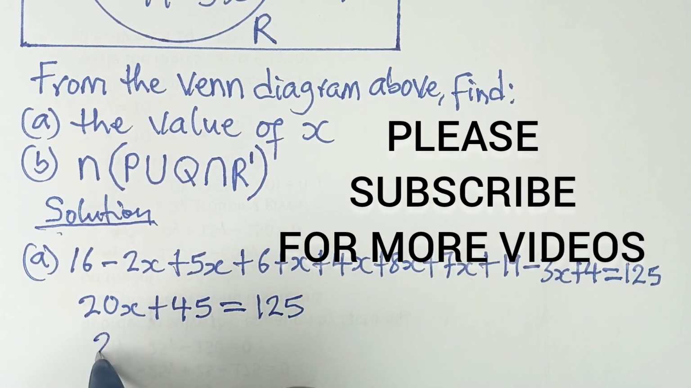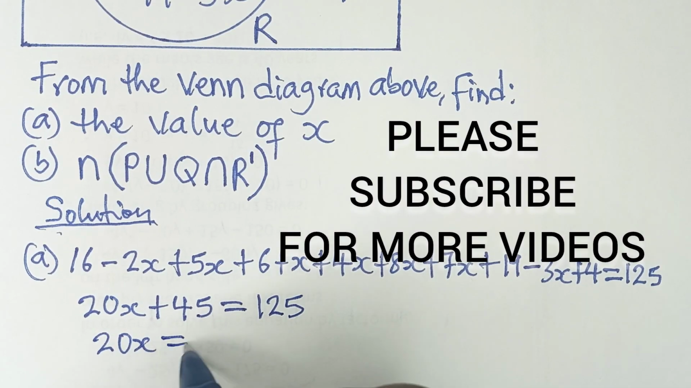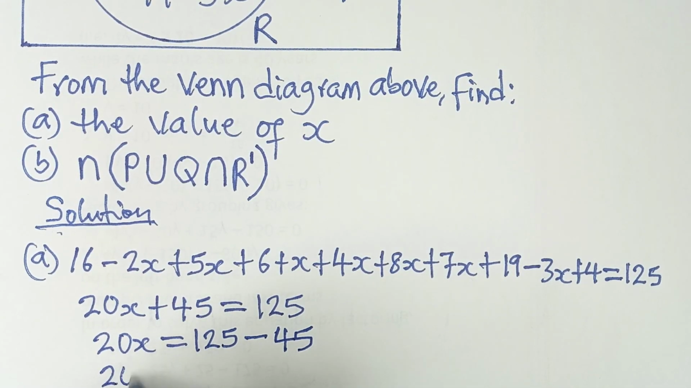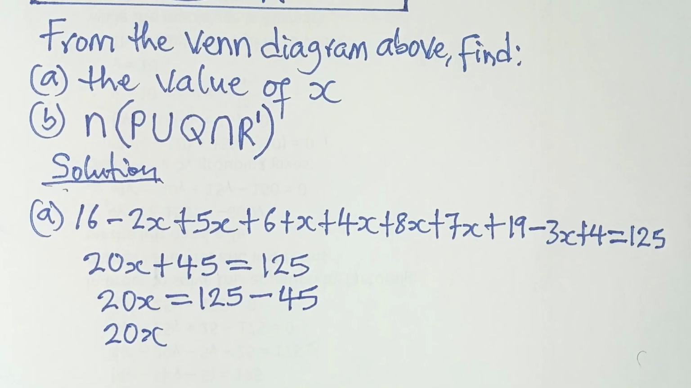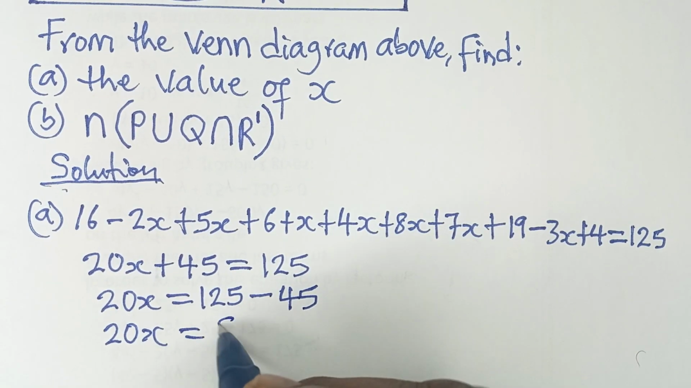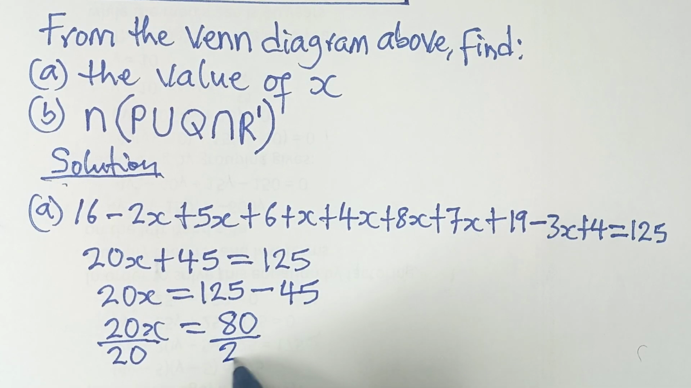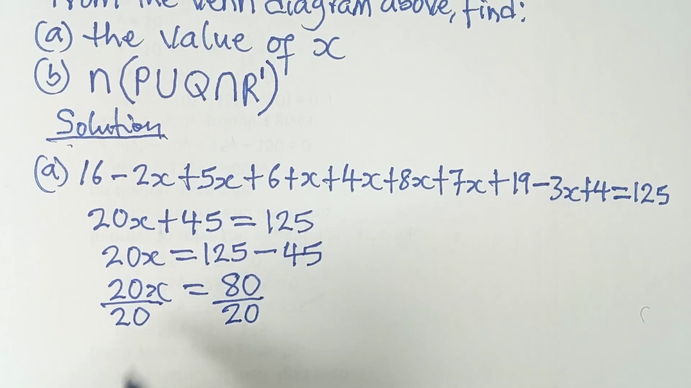So I have 20x on this side is equal to 125 minus 45. And 125 minus 45 will give us 80. So now I divide both sides by 20 in order to get the value of x. I'll be left with x is equal to 80 divided by 20, which is 4. So that gives us the answer to the first question. The value of x is 4.